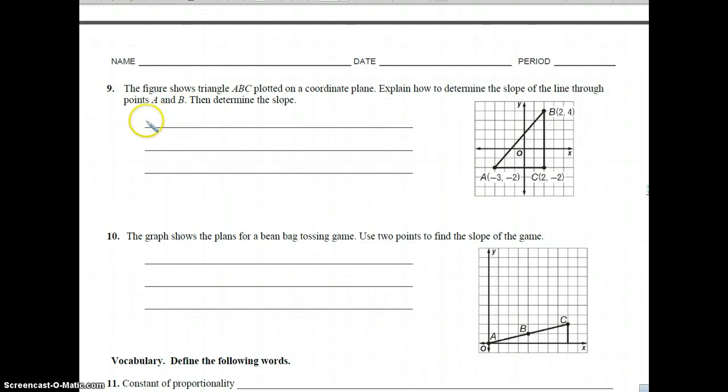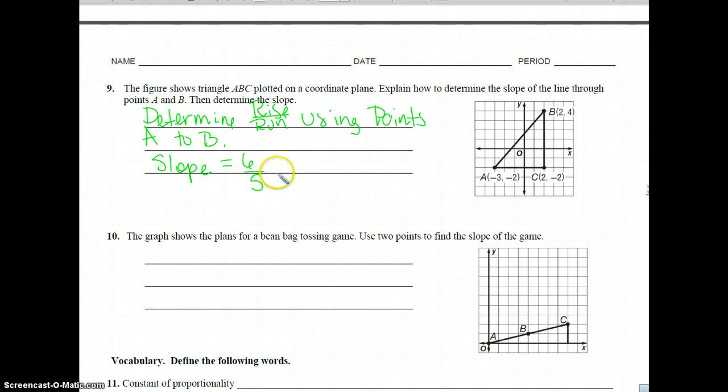Is that what you were going to tell me? I used the formula of y over y. Awesome. Which points did you use? I used the points A and B. All right, so you said you determined the rise over the run using points A to B. And what did you find out that the slope was? I found out that the slope was 6 over 5. Awesome. Good. Perfect. And that's all we had to do there.